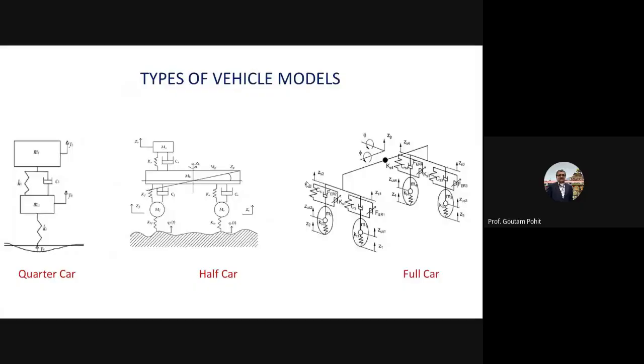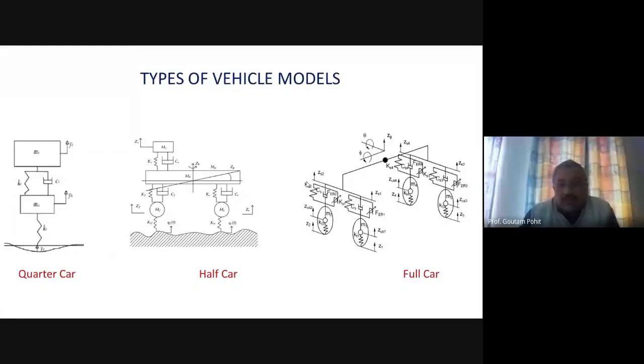Now, since I said that the objective of today's lecture is to learn how to model a passive and semi-active suspension system to analyze the motion of a vehicle. How do we model a vehicle? There are a couple of different kinds of models we can use. One is called the quarter car model, one is called the half car model, and one is called the full car model.